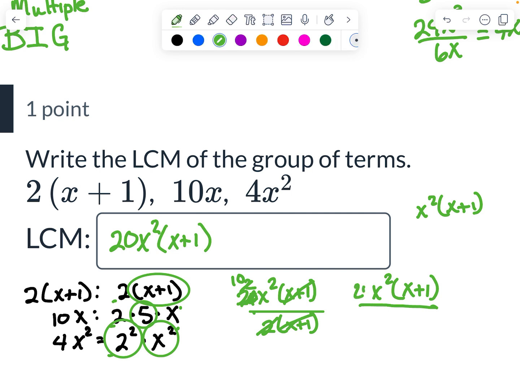So if I check it, can I take 10x out? Yes, I can. I can take 10x out. The 20 reduces the 10 to 2, and the x squared reduces the x to x. So that works. And then can I divide out 4x squared? And yes, I can. The 20 reduces the 4 to 5, and the x squared cancel. So each one of those terms is part of the least common multiple.